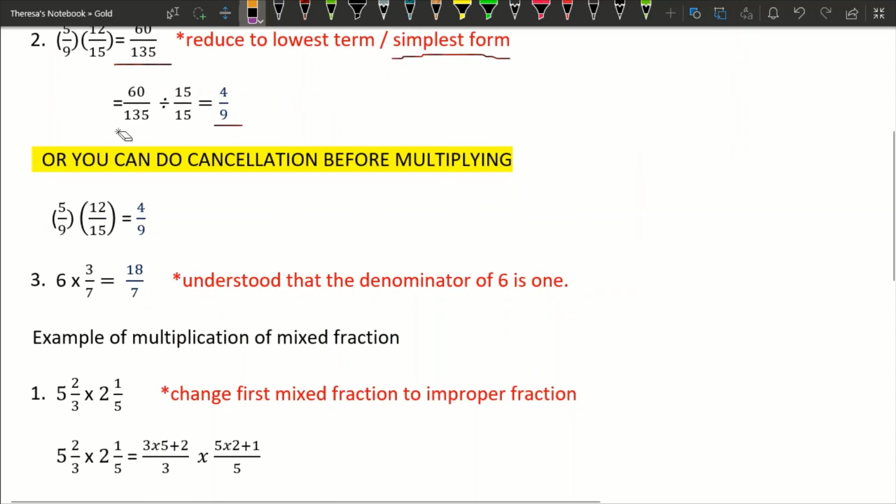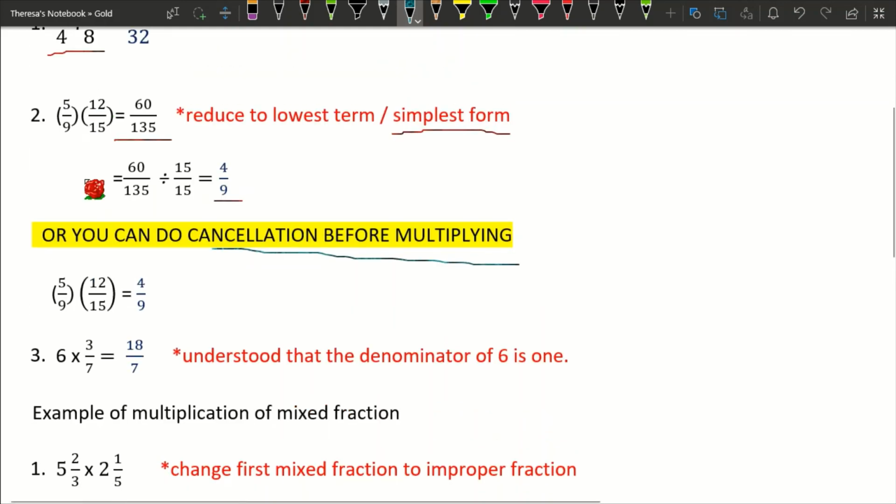Anong ibig sabihin nun? If ever yung given ay mga matataas na number at kung makikita natin na pareho or pwede pang ma-divide, or may ka-cancel out tayo na mas matataas na numbers, pwede nyo muna siyang gawan ng cancellation, okay? Cancellation bago natin i-multiply para hindi masyadong mataas agad yung sagot natin. Just like this one. So, paano ba? We have here 5 over 9. So, same lang yan dito para makita natin kung paano gagawin ito, na ma-derive natin agad yung 4 over 9.